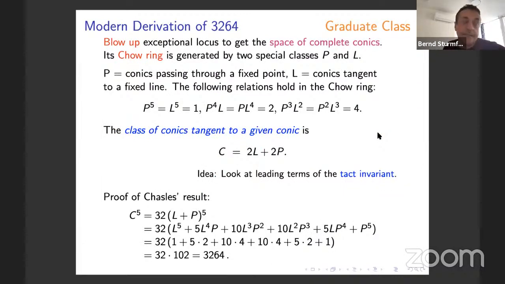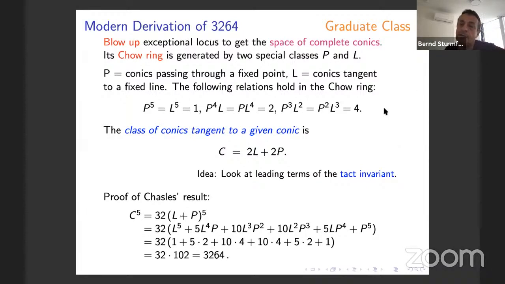Now, everything I said so far was really 19th century material and accessible at the undergraduate level. But we heard that there are some students here who are PhD students. We heard from students in Stellenbosch. We heard from students in Scotland. So I owe you a little bit of graduate level mathematics. So let me talk about how you would derive the number 3264 in a modern graduate class.